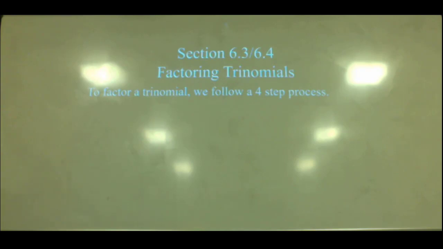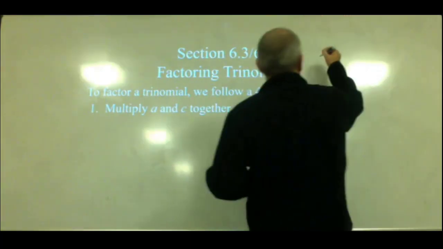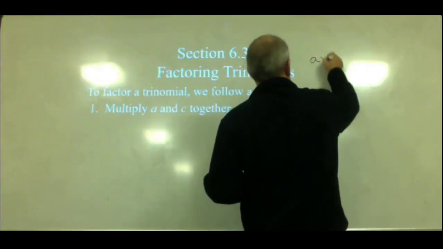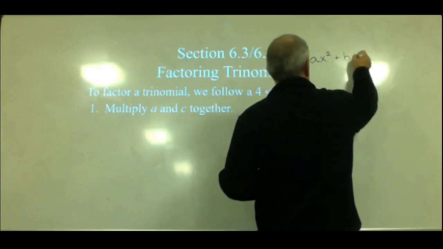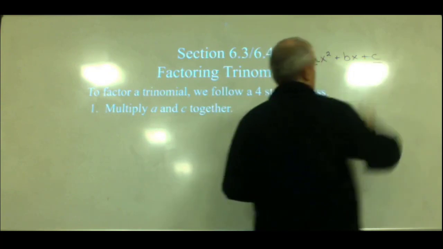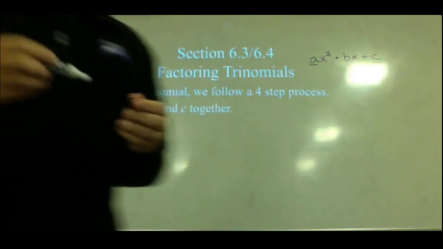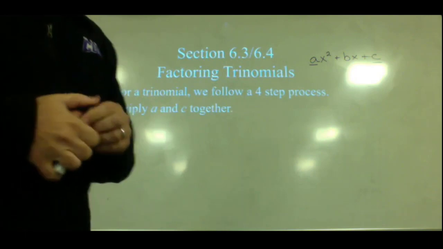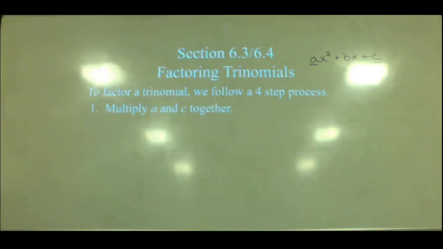To factor a trinomial, 3 terms, we will follow this 4-step process, and we're going to do the same thing pretty much every time. Multiply the A term by the C term. What I mean by that is, if you remember, we a lot of times will have something labeled like this: ax squared plus bx plus c. We're going to take this A term and multiply it by the C term. We're going to multiply those 2 numbers together. I'll show you examples of these. We've got plenty of examples, but that's the first thing we're going to do. Multiply that first number by the last number.